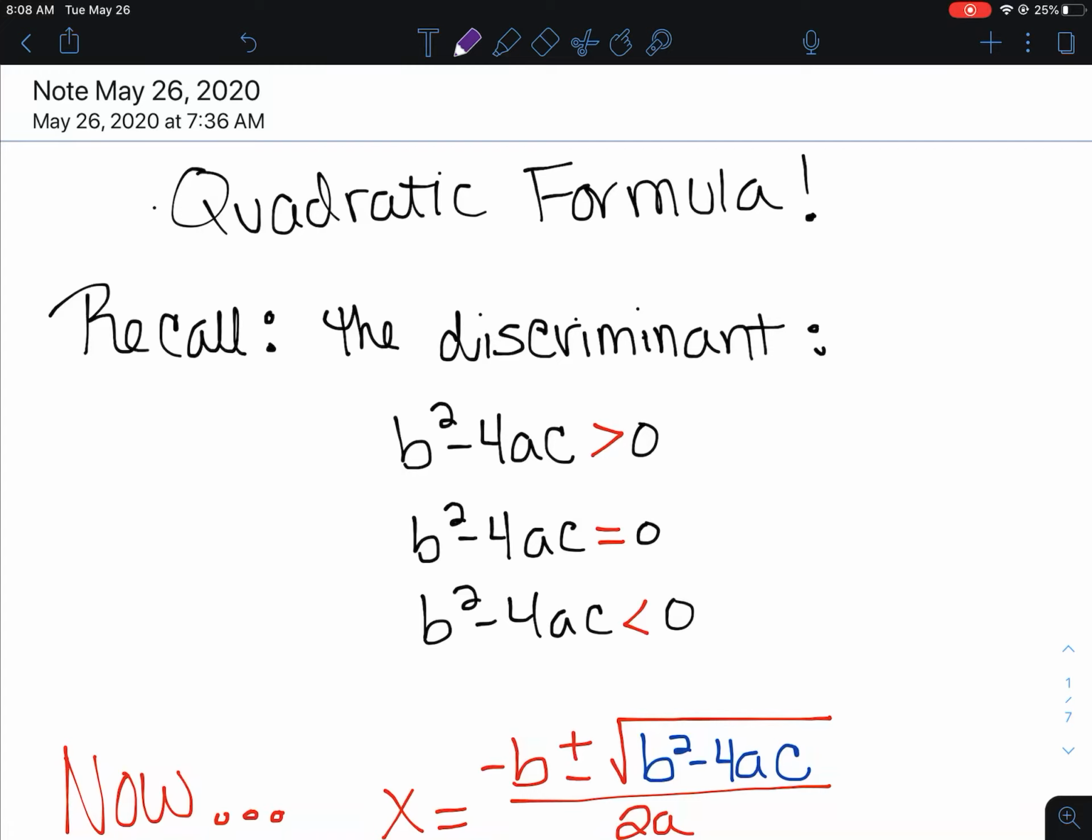All right, hello everyone. This morning we're going to take a look at the quadratic formula, and this is sort of wrapping up our unit on quadratic functions.